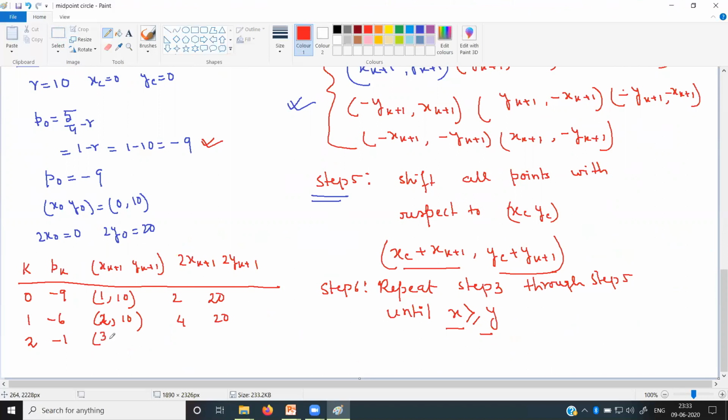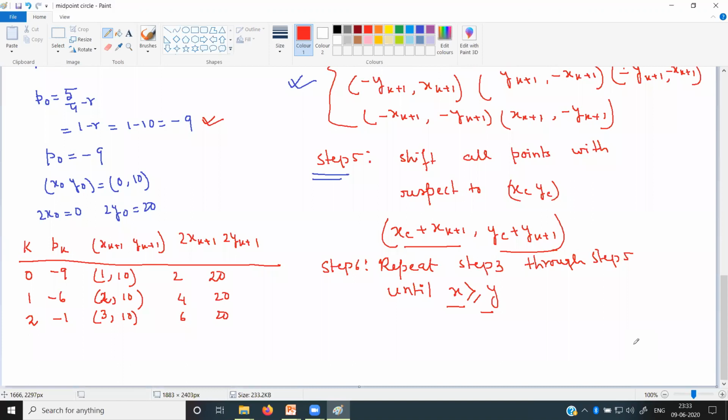That means it will be 3 and the y value will remain same, and then it will be 6 and it will be 20. Now after that, again you have to compute the decision parameter. So if you compute the decision parameter further, you can compute it at the third iteration.